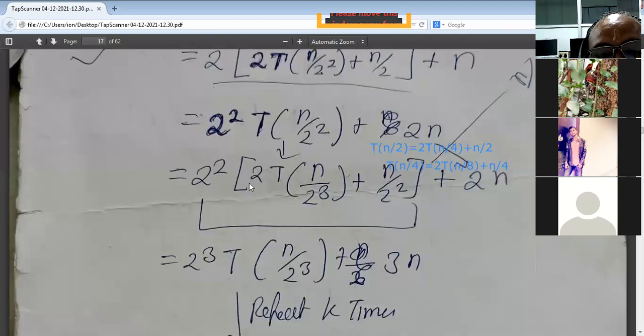Now again I open this bracket. Now what will happen? 2 cube T n by 2 cube, plus the 2 square will cancel. Remaining is n and plus 2n is equal to 3n. So it will become 3n.